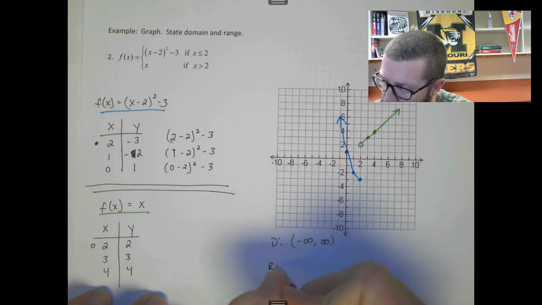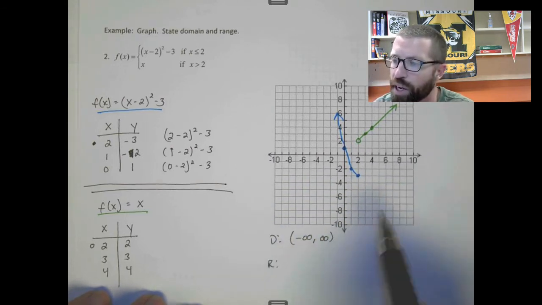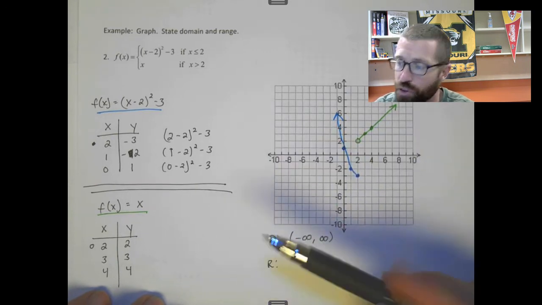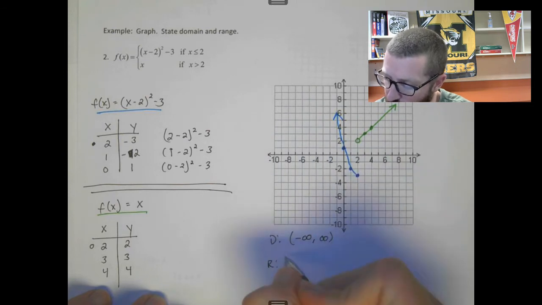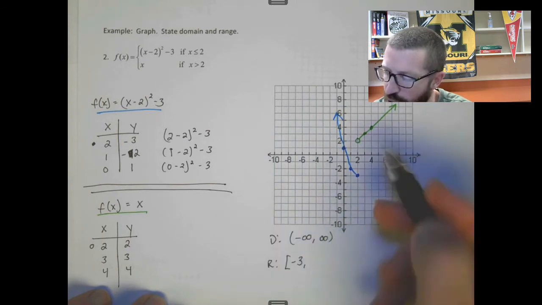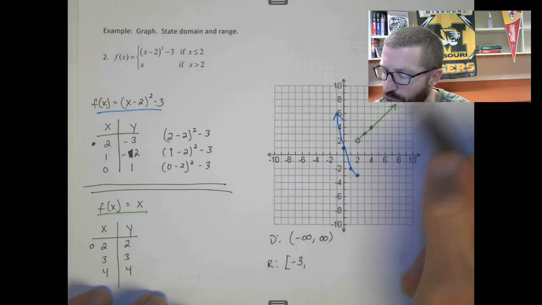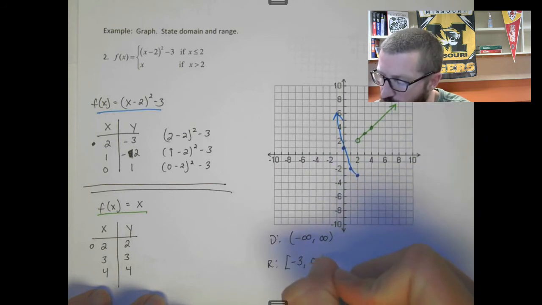And then for range, we go from bottom to top. So we go all the way down. What's the lowest we have? The lowest point is negative 3. And then this is going to go up forever. So is this one. So the highest point is infinity.